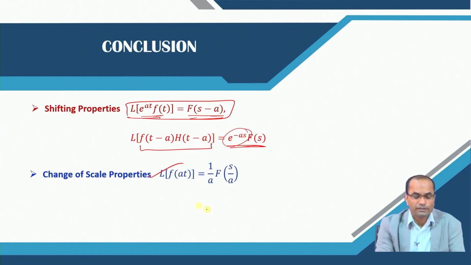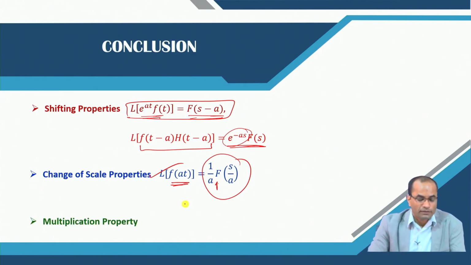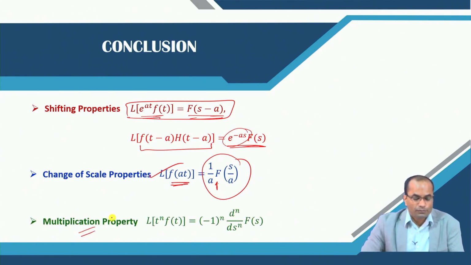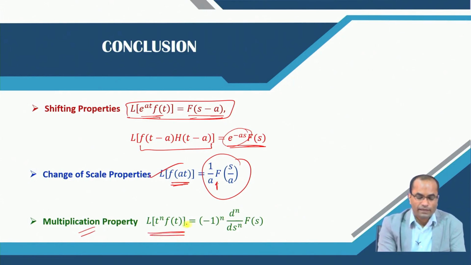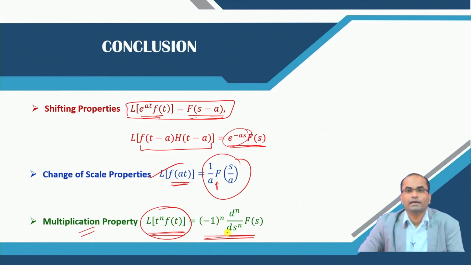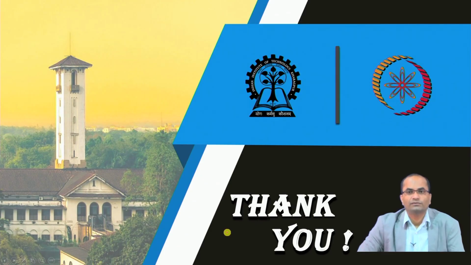Change of scale property: if we know the Laplace of f(t), we can get the Laplace of f(at) as 1 over a times F(s over a), where F is the Laplace transform of f(t). Then the multiplication property, where the Laplace transform of t power n f(t) is nothing but minus 1 power n and the nth derivative of F(s) with respect to s. So, that is all for this lecture, and I thank you for your attention.